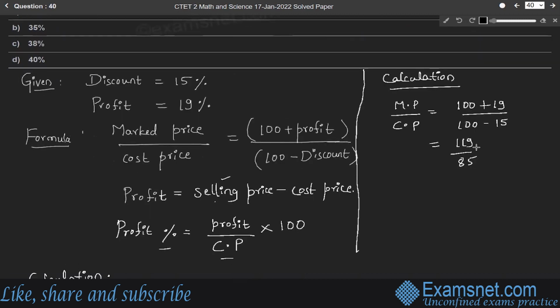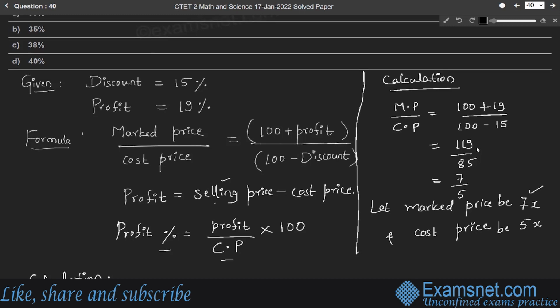So, 17 into 7 is 119. 17 into 5 is 85. So the ratio is 7:5. So let the market price be 7x, then cost price will be 5x. So we know the ratio of market price and cost price.